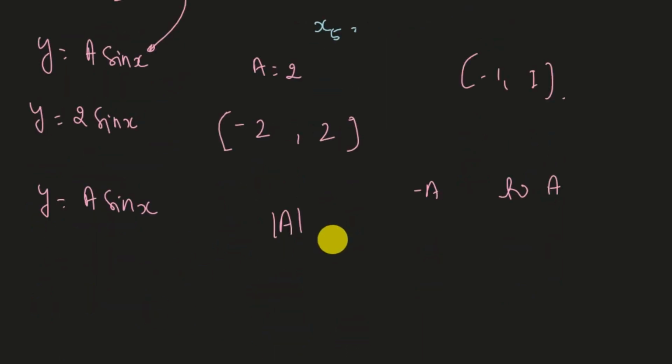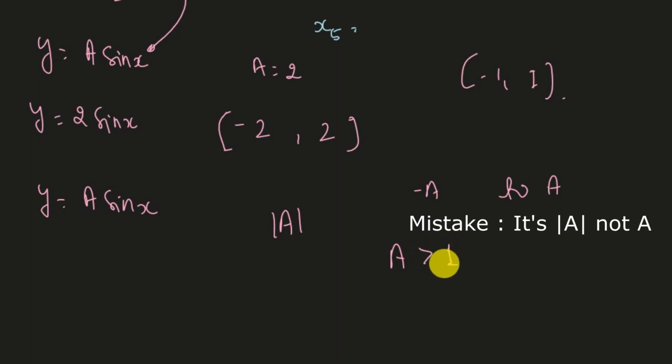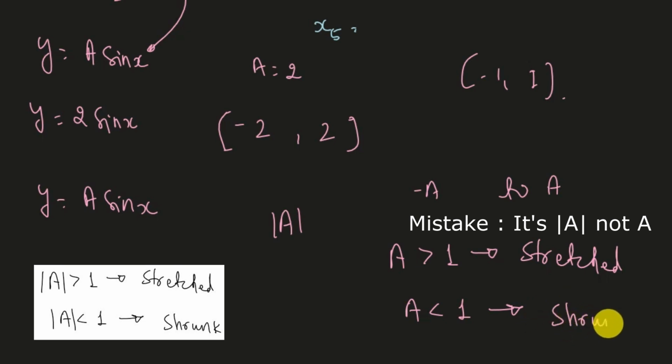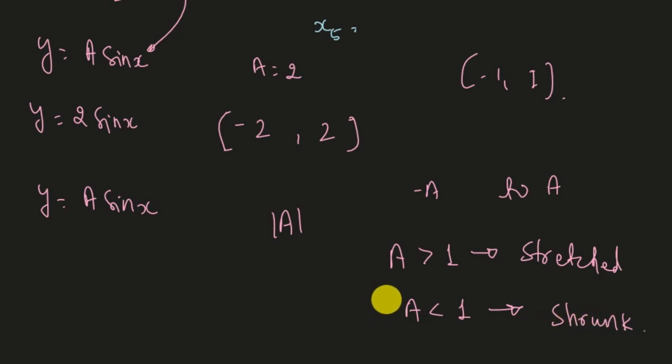Now if the value of a is greater than 1, that means that the sine curve is stretched. And if the value of a is less than 1, the sine curve is shrunk. Now one question for you: what is the maximum value of y? Simple. Maximum value of y will be the amplitude, which is a here.